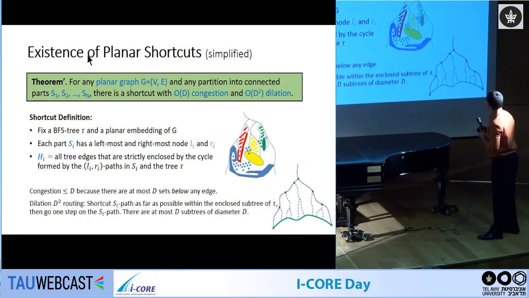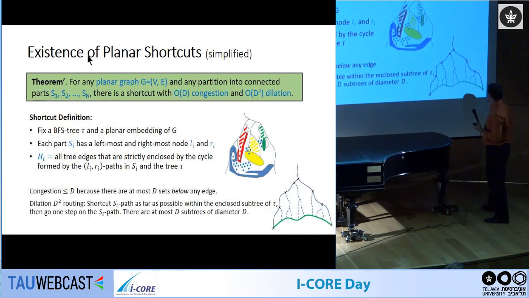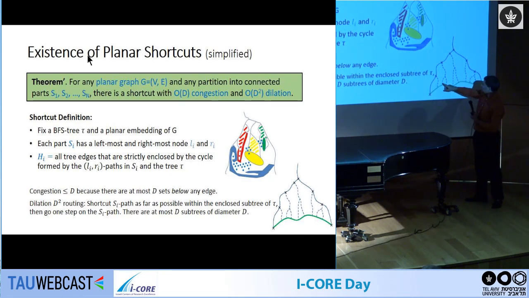If you look at dilation, then basically I want to say if I have one point in the set and a different point in the set, I can give you a path that uses some of the edges that it's allowed to use, and this path is of length at most d squared. Okay? So here's what we're going to do. If we look at the enclosed parts here, the border itself I'm not allowed to use, but anything in here I'm allowed to use. These are trees, right? These are subtrees that I'm allowed to use.